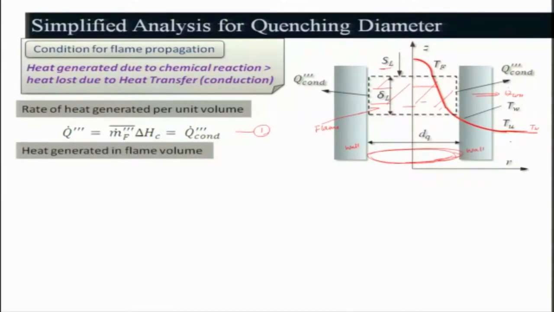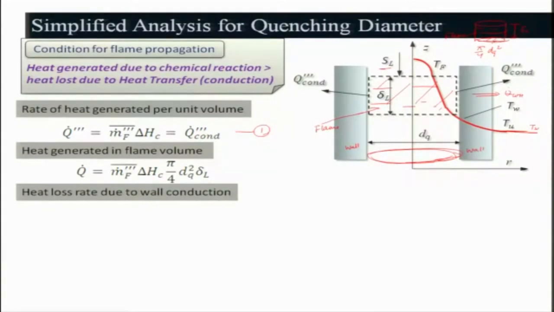So, the heat generated in the flame volume, what would it be? It would be basically Q dot equals m dot triple dash F, delta Sc, into area. What is the area we are considering? The surface area, pi by 4 d square, into the delta L. If you look at this, this is my flame, and this is the area pi by 4 dq square, and this is your delta L. This is the flame in which it is residing. Rest of the things I am not considering, although there will be some losses, but we are not considering them in the flame volume.